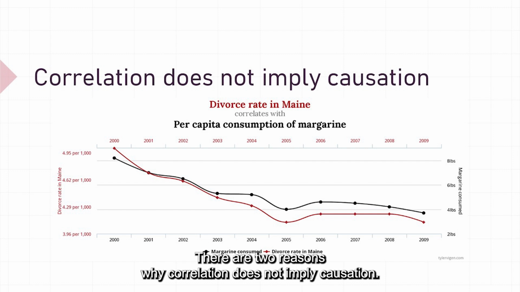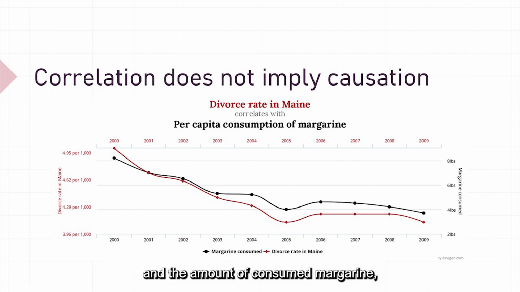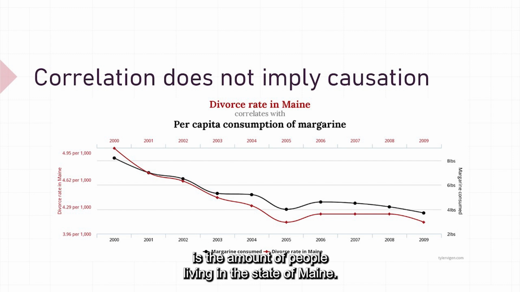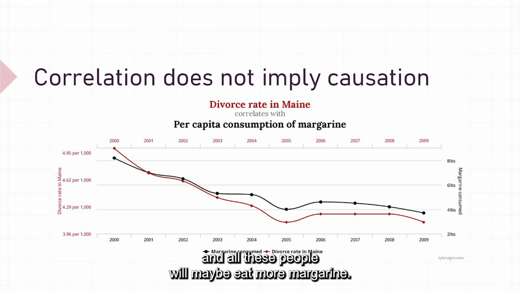Of course not. There are two reasons why correlation does not imply causation. One of them is the third variable problem. In our example with the number of divorces in the state of Maine and the amount of consumed margarine, there is another, third variable that causes changes in both our variables. I would say that the third variable is the number of people living in the state of Maine. More people also means more divorces, and all these people will maybe eat more margarine.